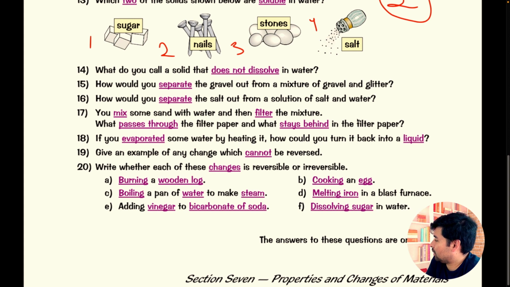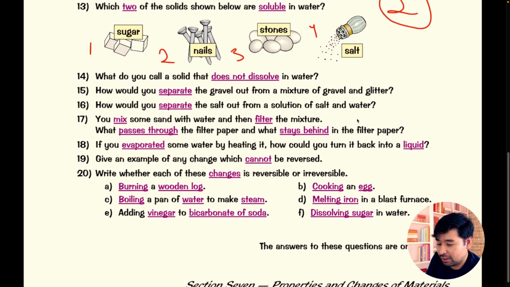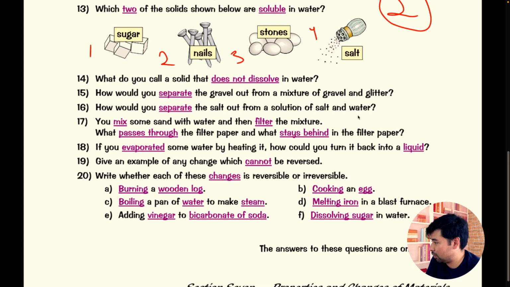On 15, how would you separate the gravel out from a mixture of gravel and glitter? Teacher, I don't remember what gravel is. I don't remember what glitter is. Go back there and check. 16, how would you separate the salt out from a solution of salt and water? We have to do something with the water, right?